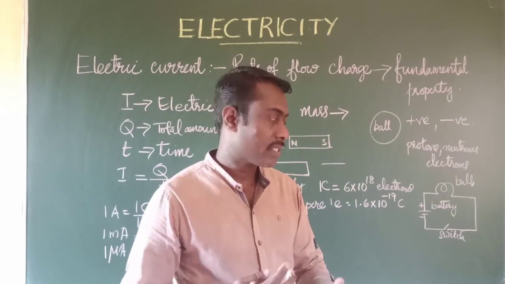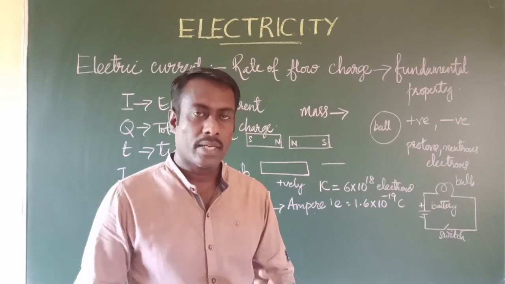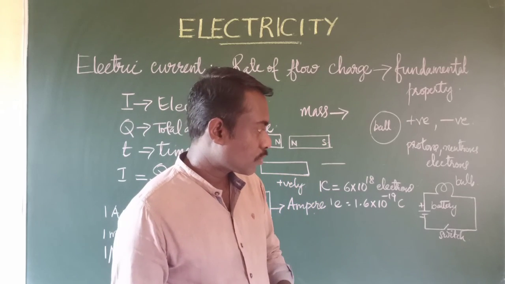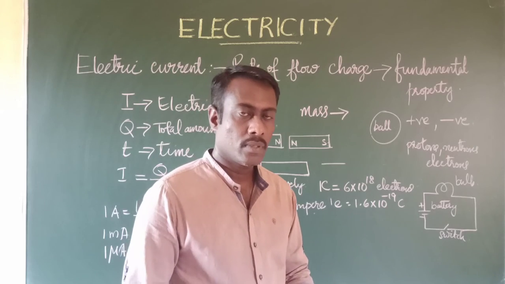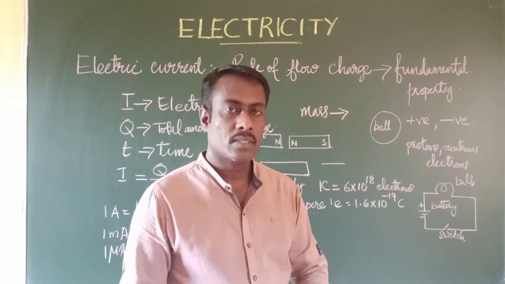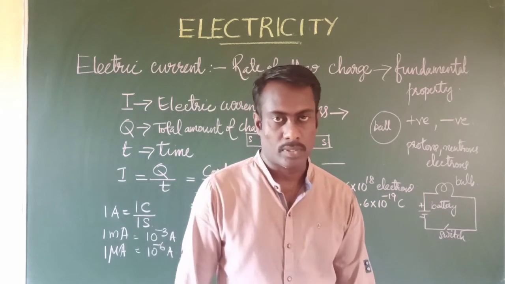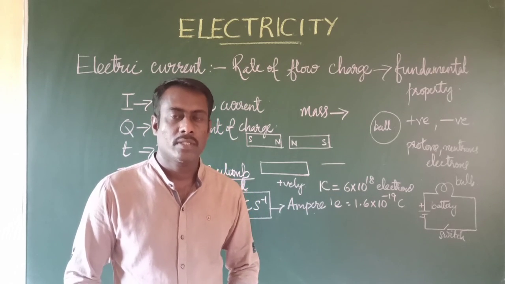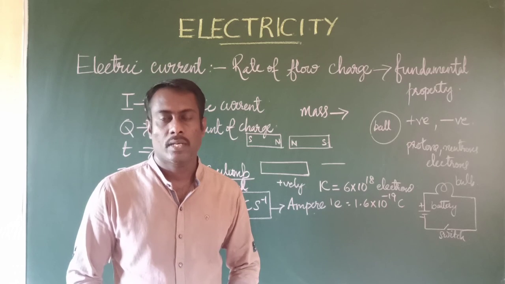Then what do we mean by a circuit diagram? A circuit diagram is a representation of an electrical circuit with the help of the symbols of the various components present in that circuit. So that's all about electric current, electric circuit, and circuit diagram.